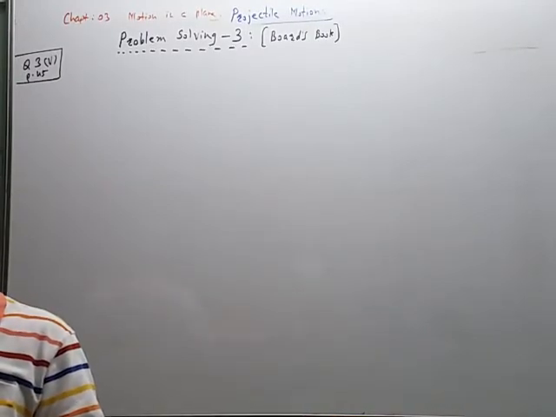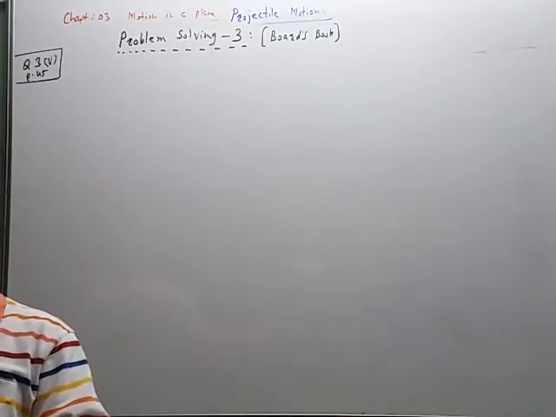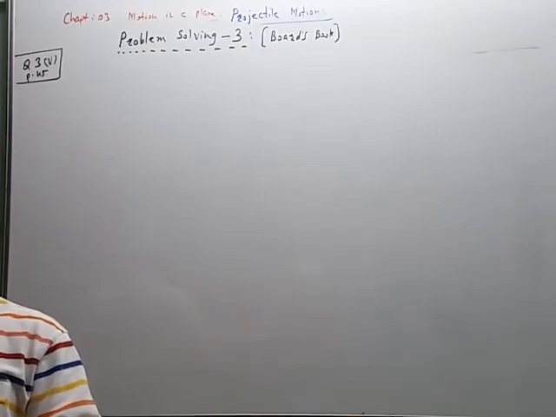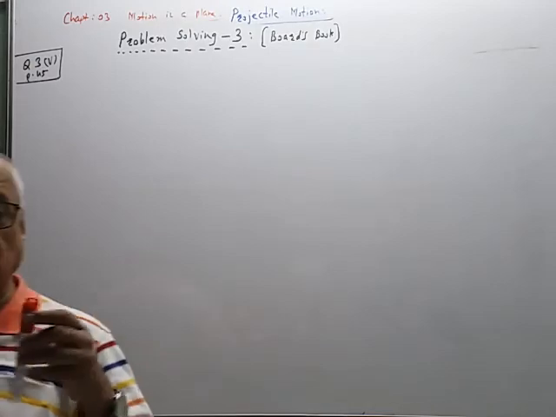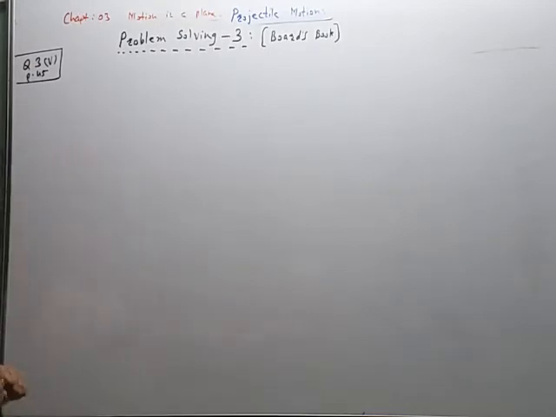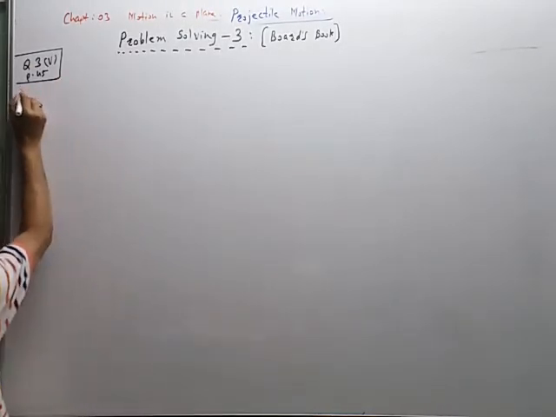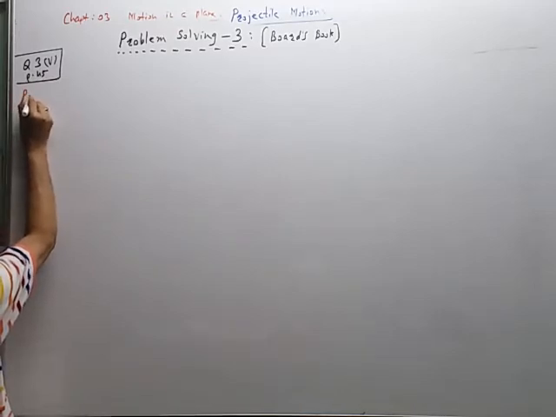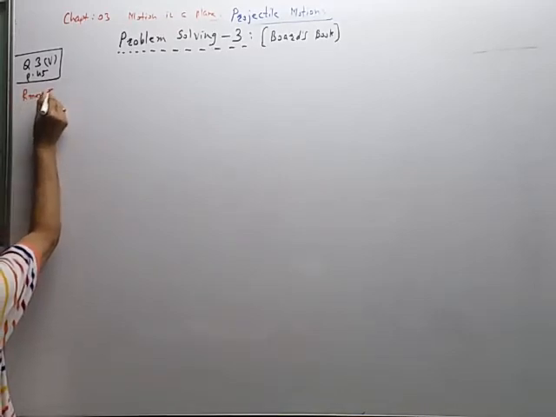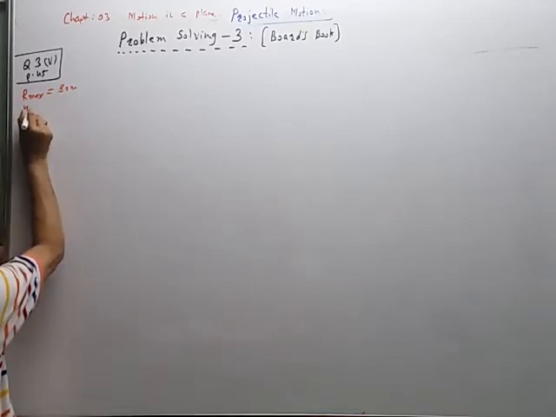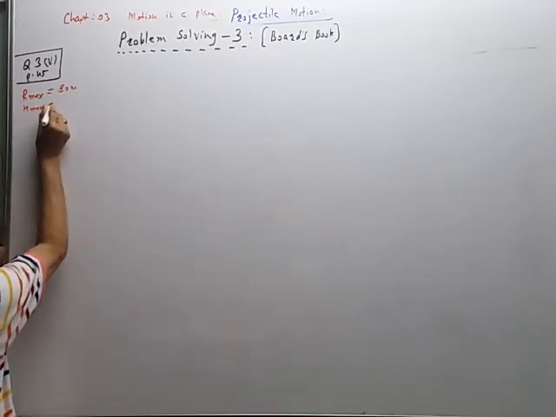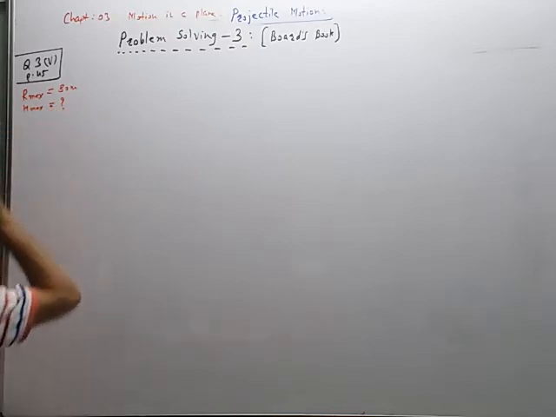A man throws a ball to a maximum horizontal distance of 80 meter. Calculate the maximum height reached. So the maximum value of horizontal range is given: R max is equal to 80 meter and H max is equal to question mark.